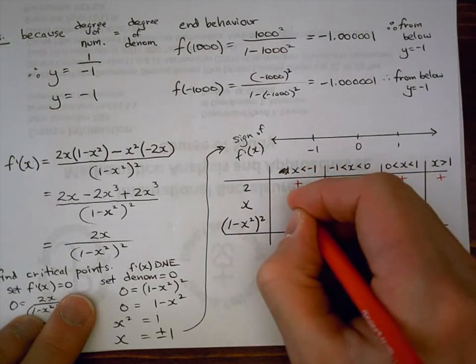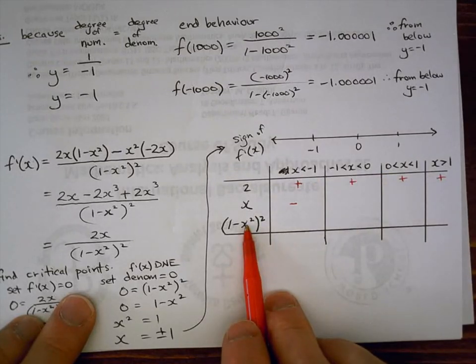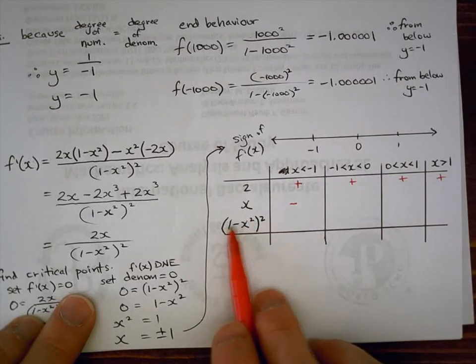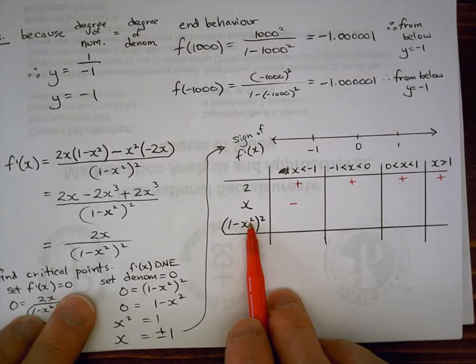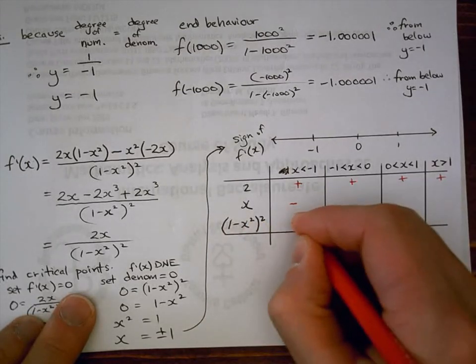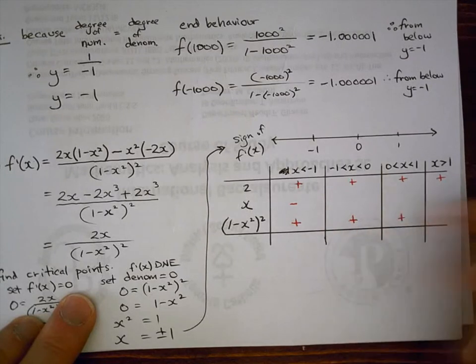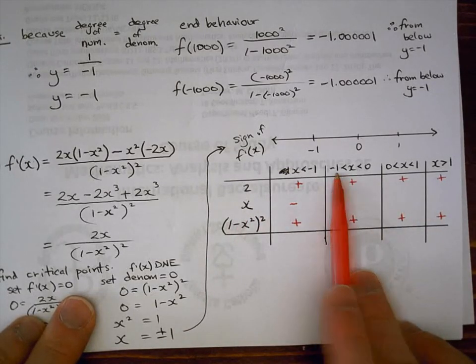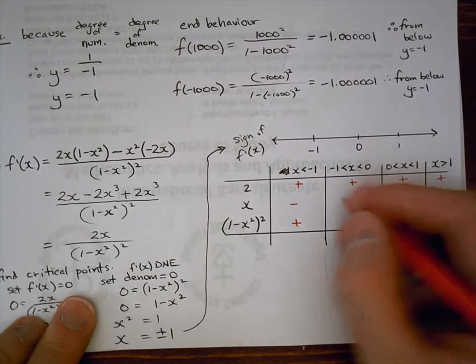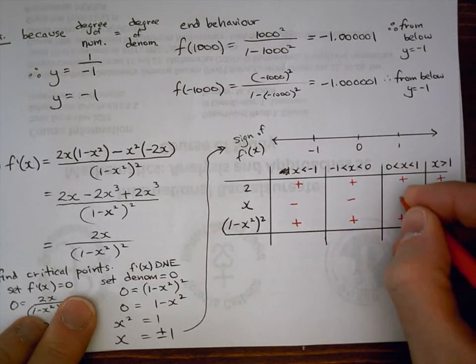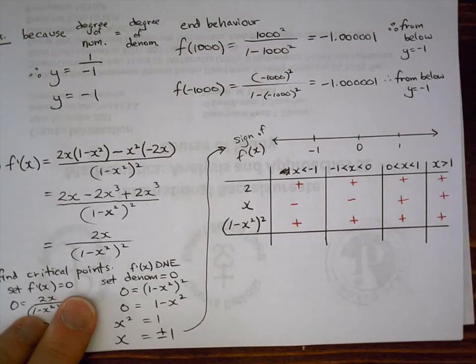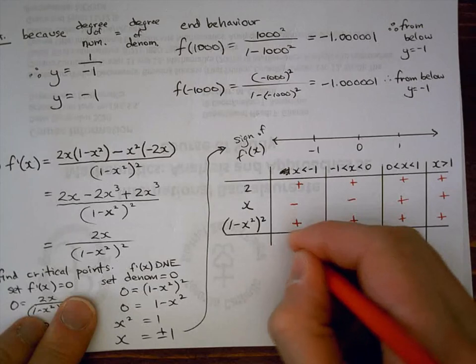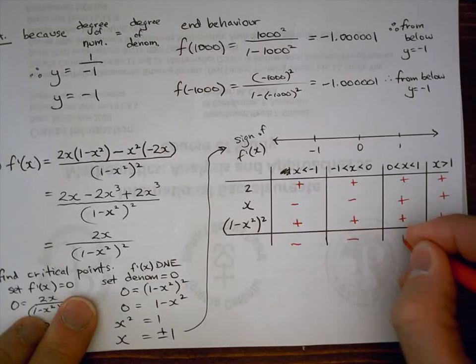Well, this would be negative. If I put negative 2 in here, it's negative 2 squared, which is 4. So I have 1 minus 4. That's negative 3, but then I square it, so it's positive. In fact, this will always be positive because of the square. So really what remains is to figure out this last row here. If I choose a number between -1 and 0, say -0.5, that's negative. Between 0 and 1, positive, and greater than 1, positive. Now I can count the number of negative signs. So this would be negative, negative, positive, positive.